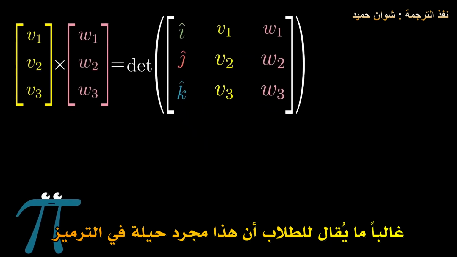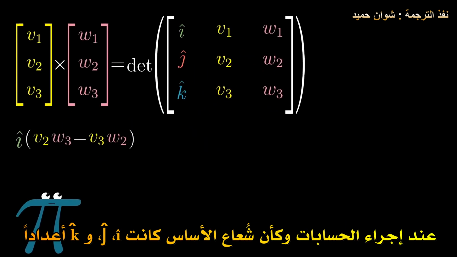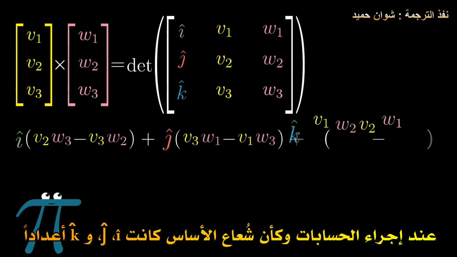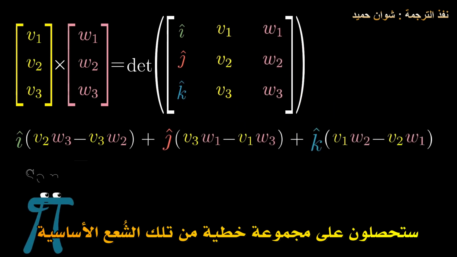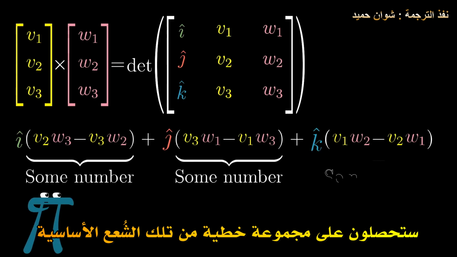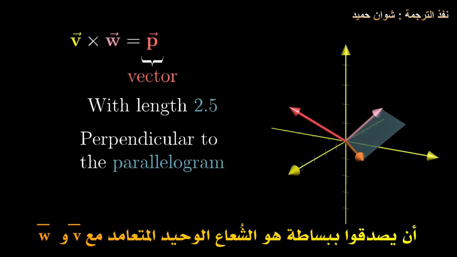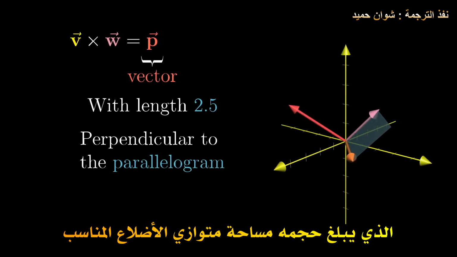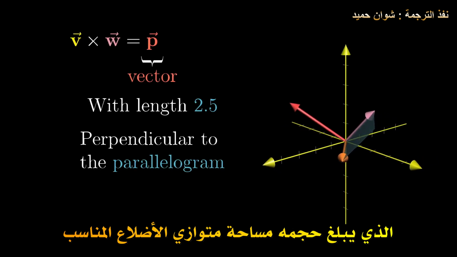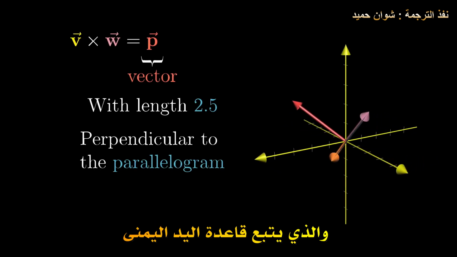Students are often told that this is just a notational trick. When you carry out the computations as if i hat, j hat, and k hat were numbers, then you get some linear combination of those basis vectors. And the vector defined by that linear combination, students are told to just believe, is the unique vector perpendicular to v and w, whose magnitude is the area of the appropriate parallelogram, and whose direction obeys the right-hand rule.